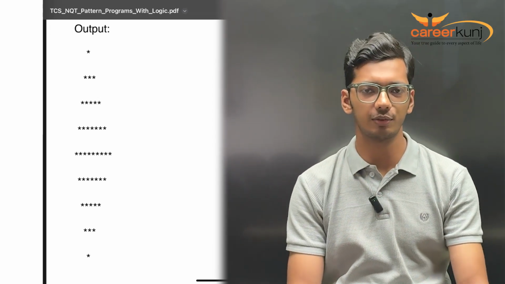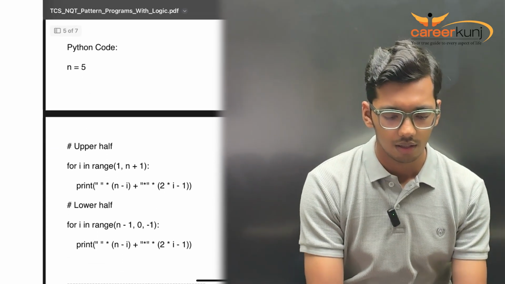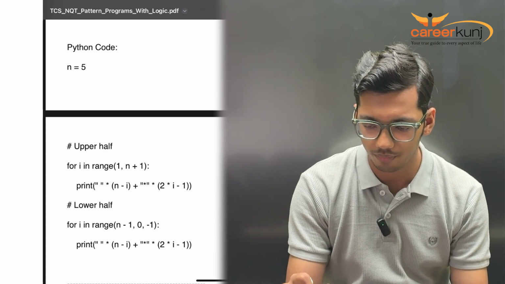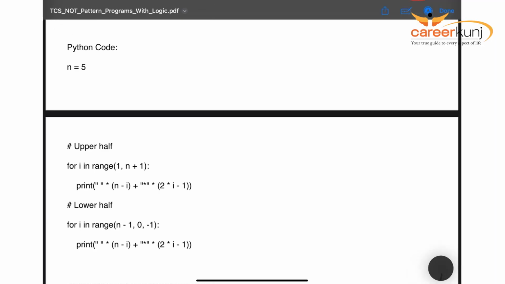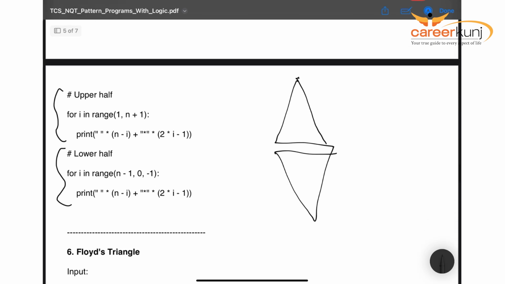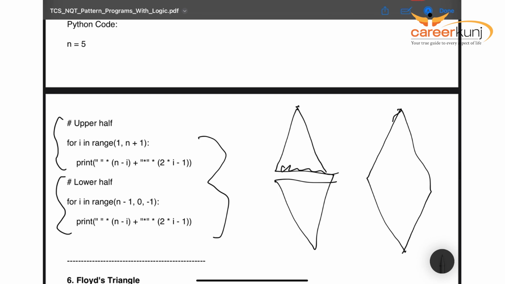Even the code works the same. Let me show you this. This is the Python code of this. This is the code for the upper half, and this is the code for the lower half. That means this will help me form a pyramid, and this will help me form an inverted pyramid. And out of this you can choose to avoid this line so that it ends up making this shape. All right.